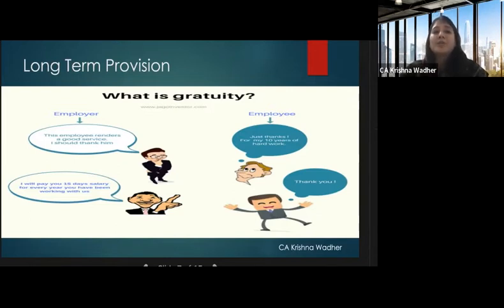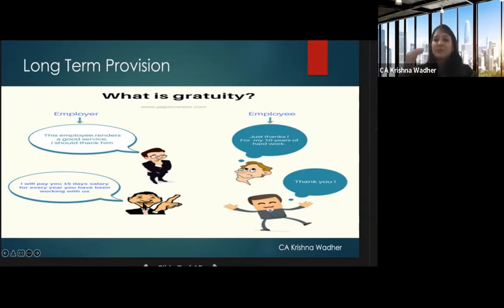So what is long-term provision? One example is gratuity, which many companies have in their policies, but they sometimes miss out accounting for it. So what is gratuity? If we see from the picture, the employer says this employee renders good service, I should thank him. I will pay you 15 days' salary for every year you have been working with us. Not just thanks, I will give you something monetary.